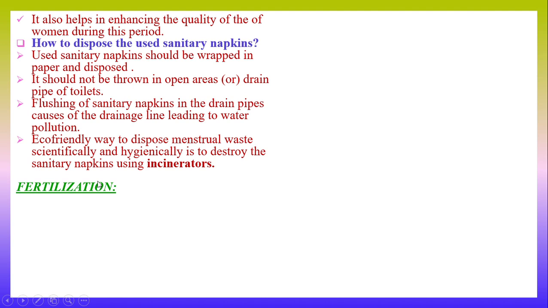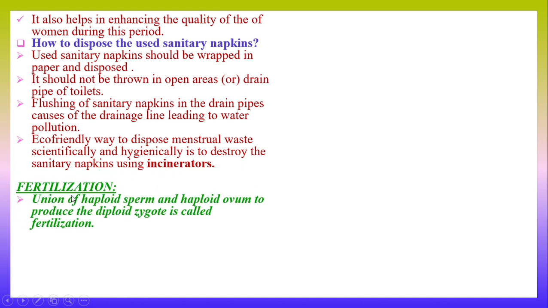After the gametogenesis and the insemination, now the gametes are going to unite together. That is called fertilization. Very important even in the life cycle of the organism. See, the union of the male haploid sperm and the haploid ovum is going to produce the diploid zygote.